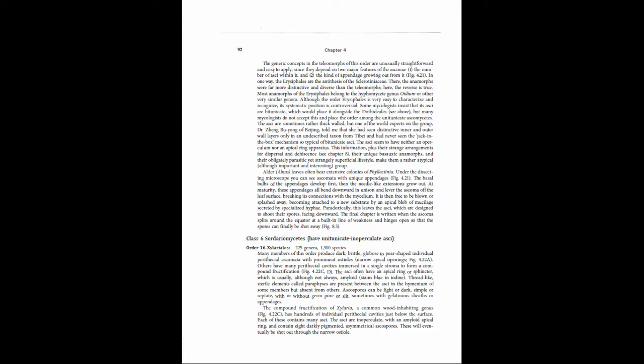The compound fructification of Xylaria, a common wood-inhabiting genus, Fig 4.22c, has hundreds of individual perithecial cavities just below the surface. Each of these contains many asci. The asci are inoperculate, with an amyloid apical ring, and contain 8 darkly pigmented, asymmetrical ascospores. These will eventually be shot out through the narrow ostiole.